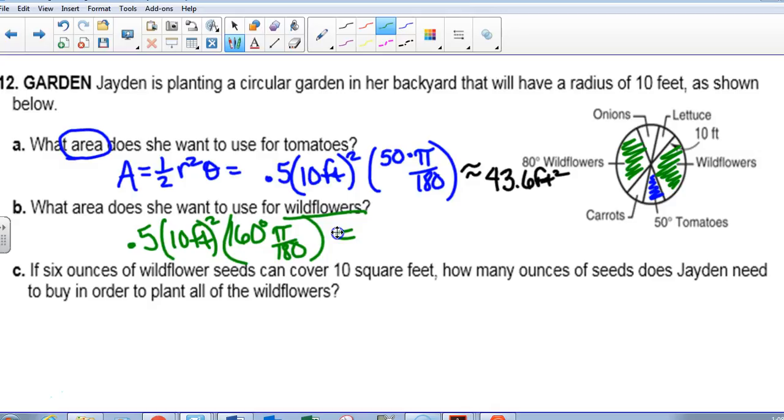Bless you. Anybody get an answer? Yep, so somewhere around 140 square feet of wildflowers.